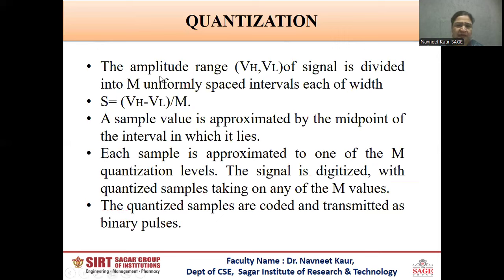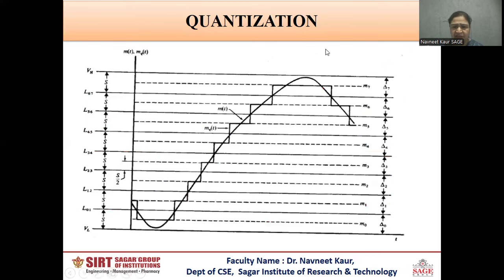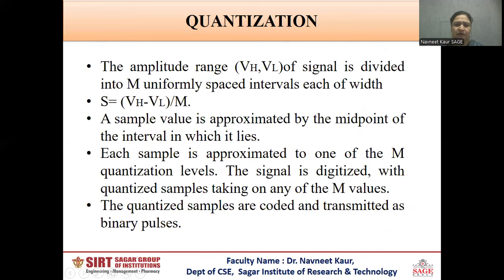Now, as I told you, we divide the signal into steps, and the height of each step is given by (VH minus VL) divided by M. VH is the maximum amplitude of the signal, VL is the minimum amplitude of the signal, and capital M is the number of steps. In the example which I had discussed, the number of steps was 8. So the quantization step height S will be the highest value minus the lowest value, divided by 8. Here we can see this is the highest value VH, this is the minimum value VL. (VH minus VL) divided by 8 will give you the height of each step.